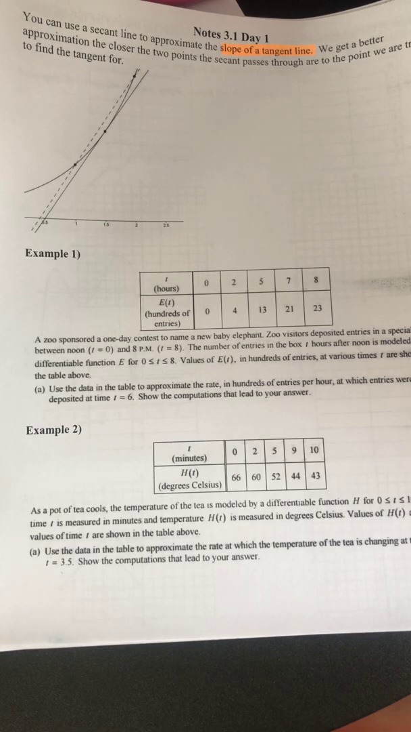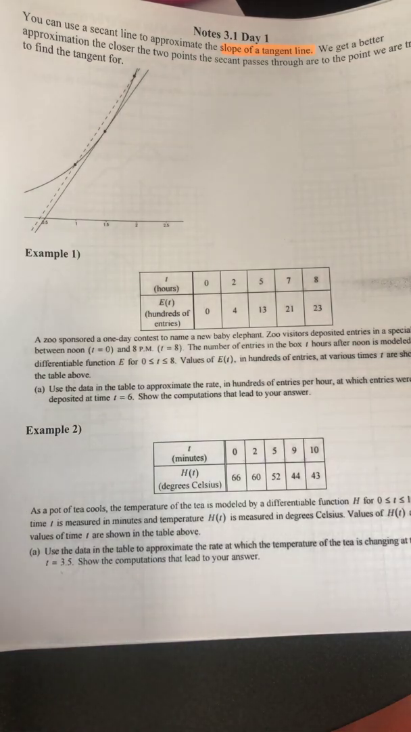The number of entries in the box, t hours after noon, is modeled by a differentiable function, E, for 0 less than or equal to t less than or equal to 8. Values of E of t in hundreds of entries at various times t are shown in the table above. Use the data in the table to approximate the rate in hundreds of entries per hour at which entries are being deposited at time t equals 6. Show the computations that lead to your answer.